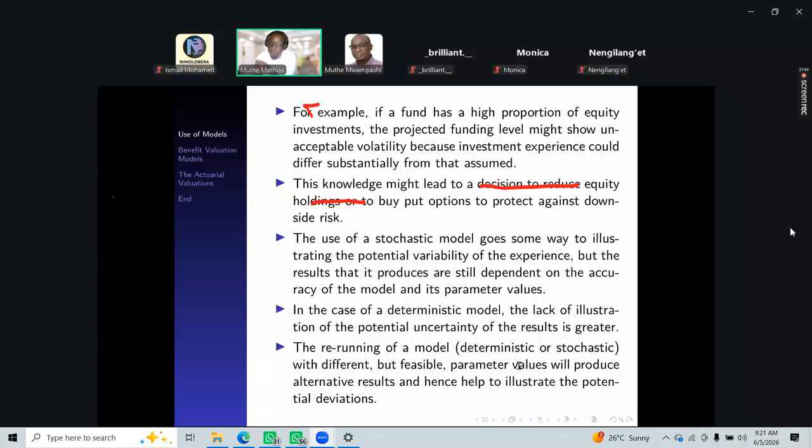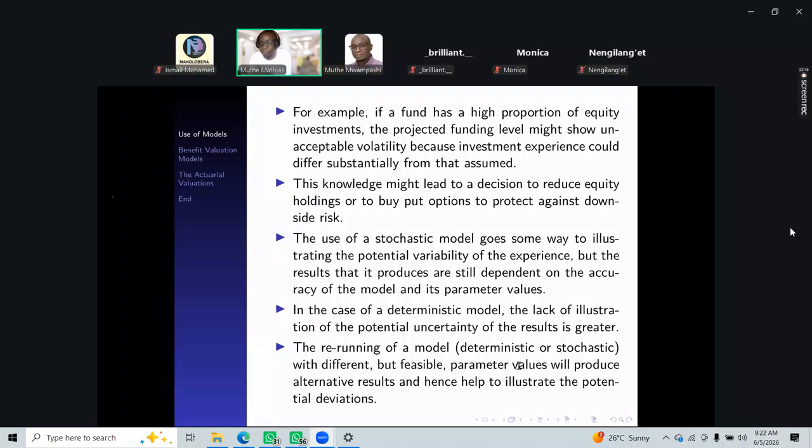Yeah, so this can be done in both, right? It can be done in stochastic and also in deterministic models as well. Because in deterministic, we can say, okay, before we assumed the interest rate to be, let's say, 4%. So what happens if we change the interest rate, or we assume this parameter to be, let's say, 3%? And in stochastic, we can do the same thing.